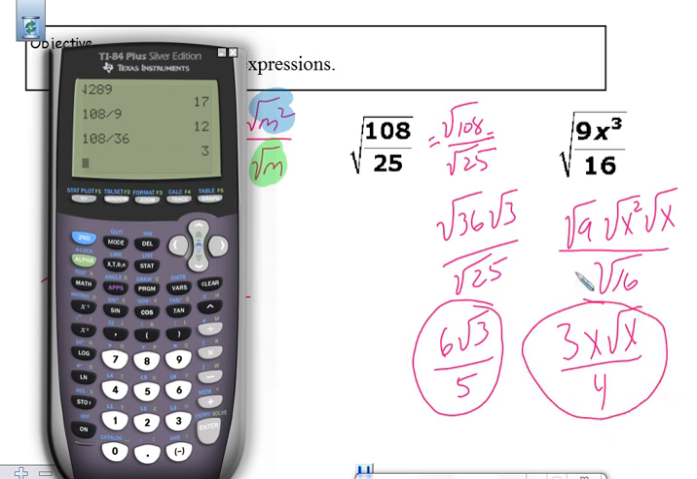So on your worksheet that you're going to get, as well as on your quizzes or tests, you're going to find some simplifying radical expressions.